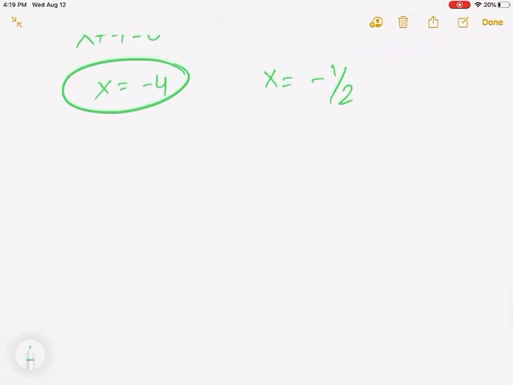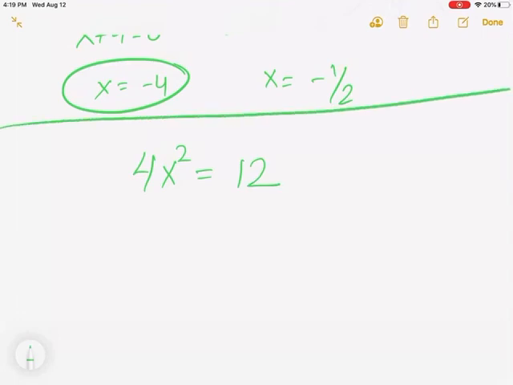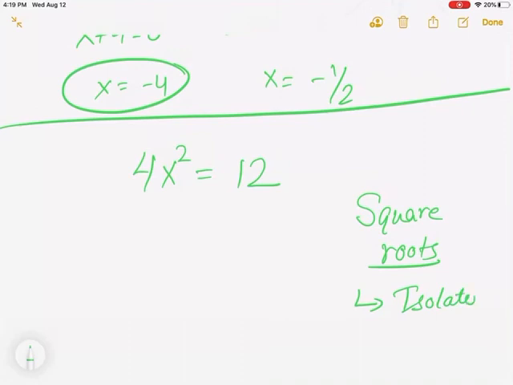So let's say I have something like this: 4x squared is equal to 12. You could do factoring if you want, and then try to make everything equal to 0 and then factor. But there's another way, which is way easier than that. What is that? It's called taking square roots. Again, first thing, you have to isolate the variable.